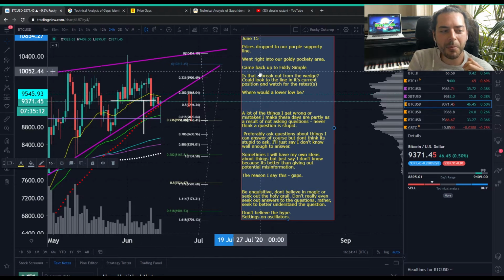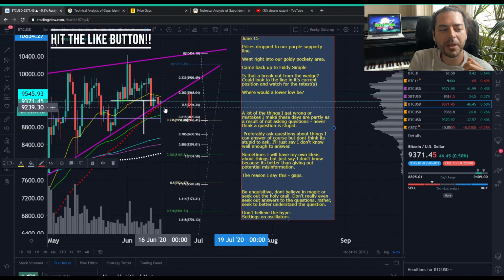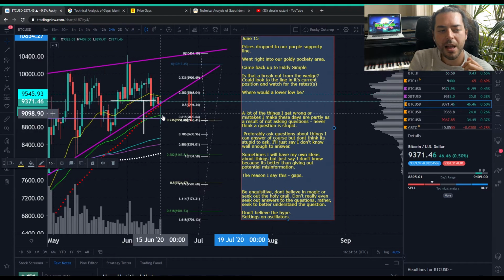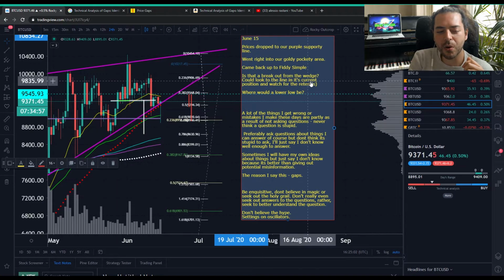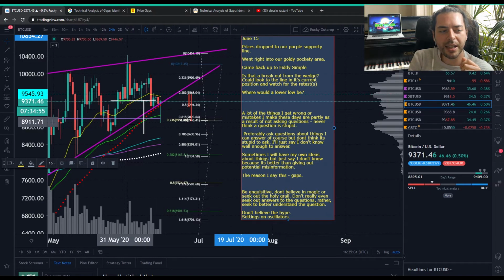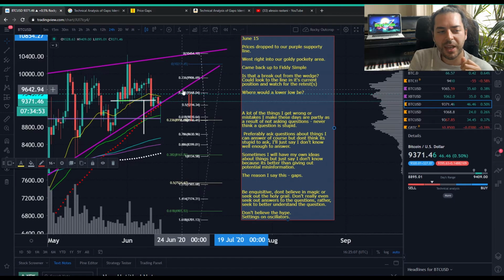Anyway, is that a breakout from the wedge? Oh, I missed one. It came back up to the 50 simple, so it did. It came right back up to the 50 simple. And what did it do then? Well, it actually came back into this wedge, throwing up the question: is that a breakout from the wedge that we've had just here? Is that what's ongoing currently, or is it not? Was it all just a fake out and whatnot?